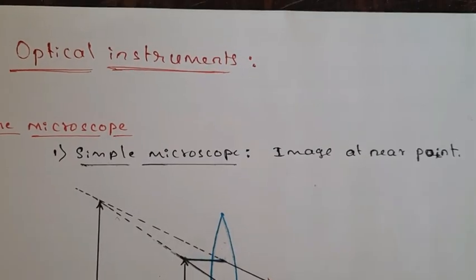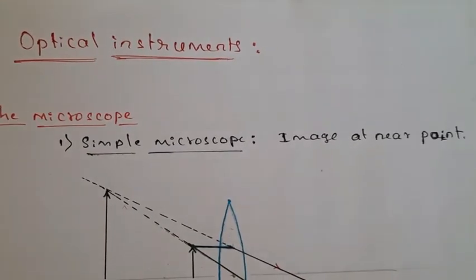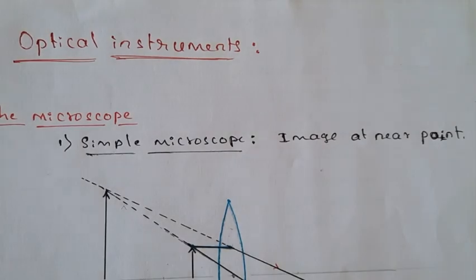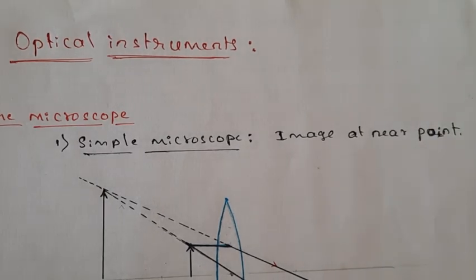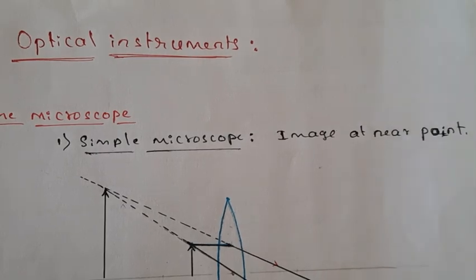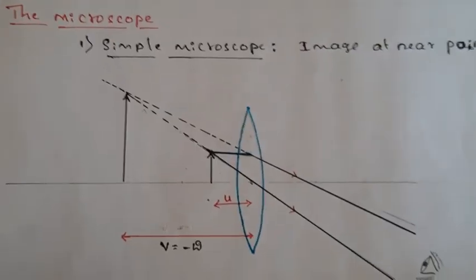Dear students, this is the continued part of the ray optics. Today we will start the optical instruments, where we will study the microscope, compound microscope, and telescope. We'll see them one by one. The first one, the microscope.